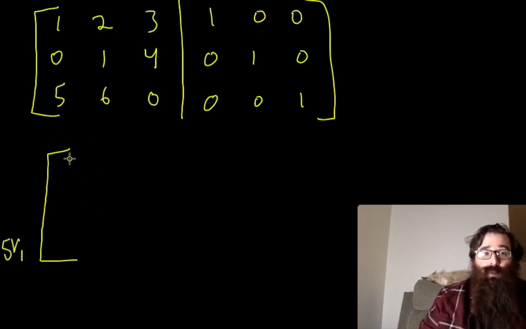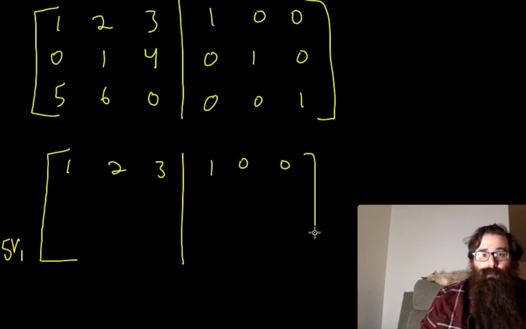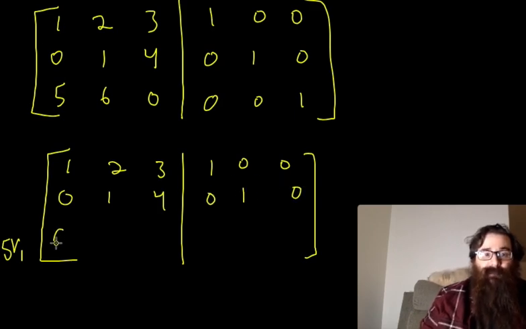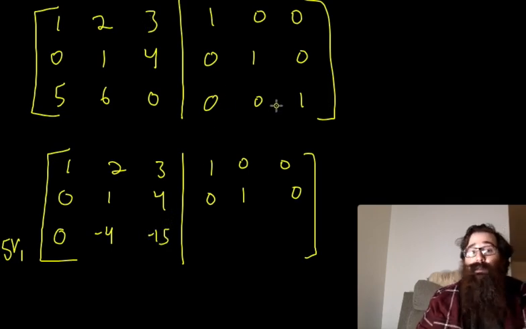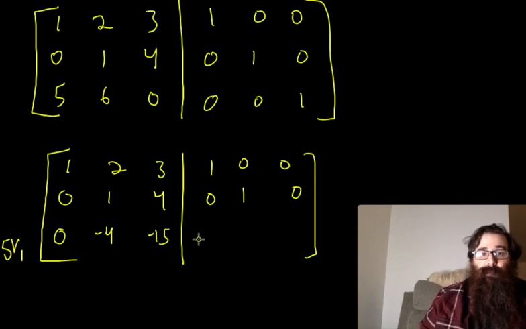And I can rewrite rows 1 and 2. They're staying as they are for right now. But in row 3, 5 minus 5 times 1 gives me 0. 6 minus 5 times 2, that's 6 minus 10, gives me negative 4. 0 minus 5 times 3, 0 minus 15, gives me minus 15. Continue. 0 minus 5 times 1 gives me negative 5. 0 minus 5 times 0 keeps my 0. 1 minus 5 times 0 keeps my 1.